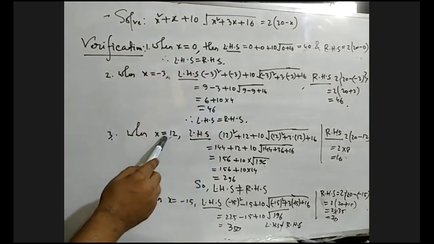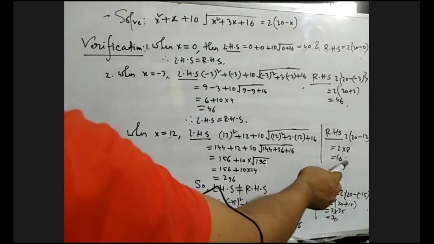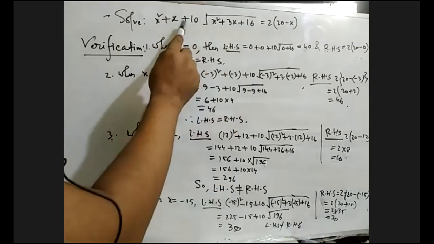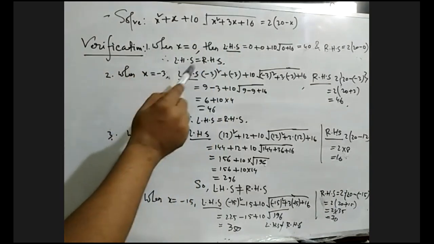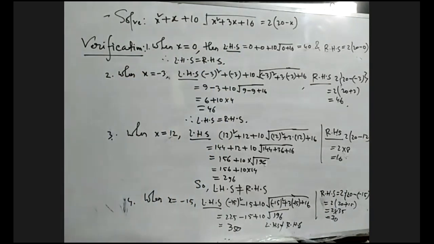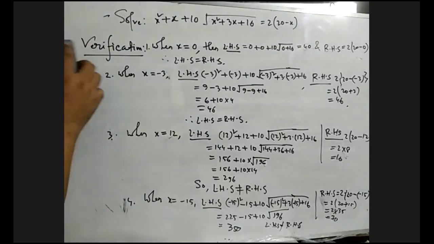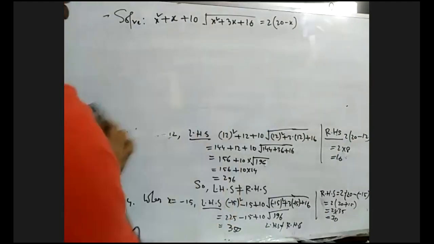Again, when x equals 12, left hand side and right hand side are not equal. So here we get 296, but here we get only 16. So x equals 12 is not the solution or root of this given equation. So only x equals 0 and minus 3 is the exact and real solution of the equation. After verification, we understand this. Okay.